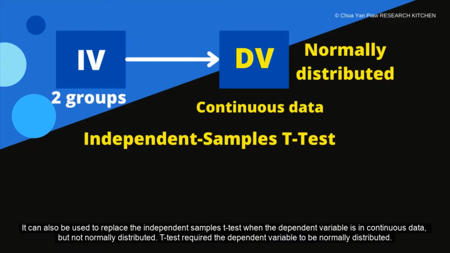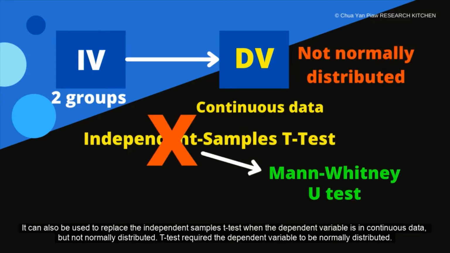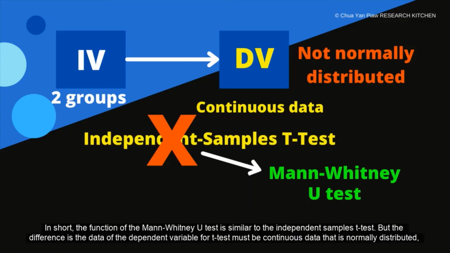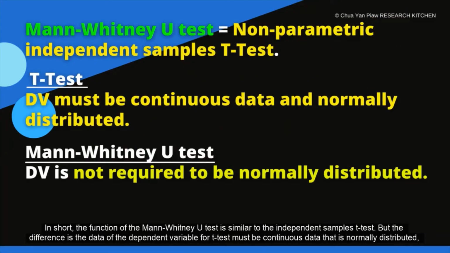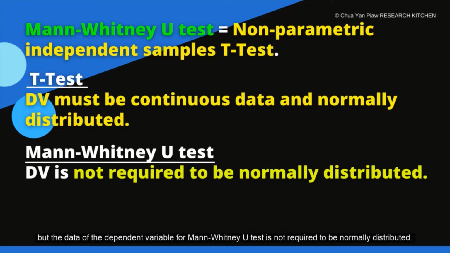It can also be used to replace the independent sample t-test when the dependent variable is in continuous data, but not normally distributed. T-test requires the dependent variable to be normally distributed. In short, the function of the Mann-Whitney U test is similar to the independent sample t-test, but the difference is the data of the dependent variable for t-test must be continuous data that is normally distributed. But the data of the dependent variable for Mann-Whitney U test is not required to be normally distributed.